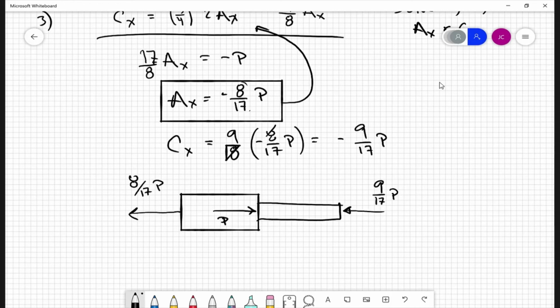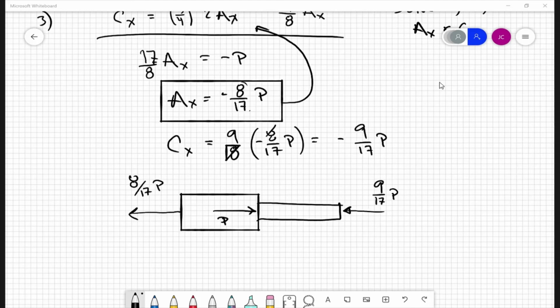And you can always do a couple of checks. First of all, you can always go back and make sure that it still satisfies equilibrium, so you didn't make any algebra errors. And here you can see if we add 8/17 and 9/17 together, it's 17/17, and so that works out. It's a check. Fair enough? Are there any questions on that one? All good? Okay, let's keep going then.